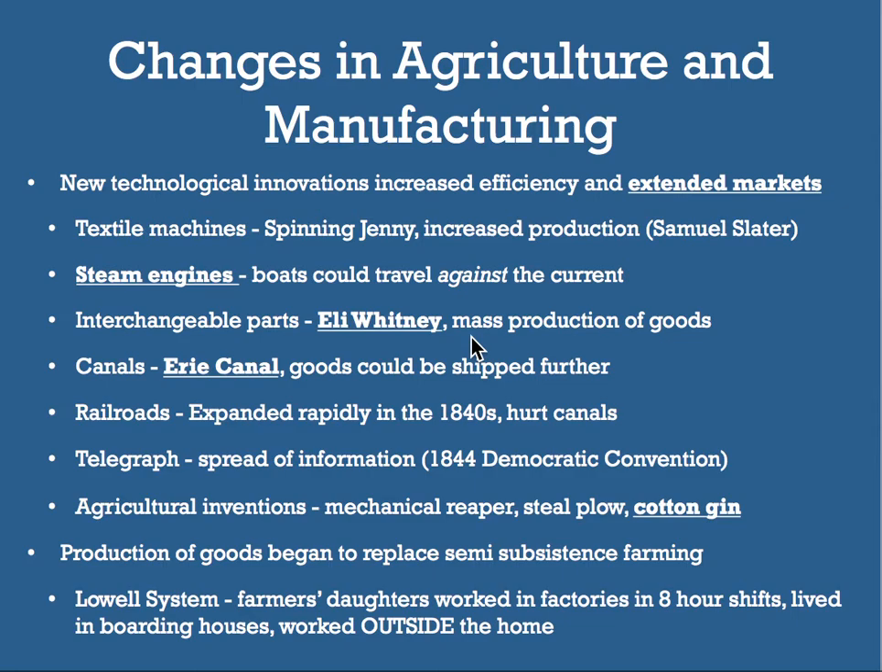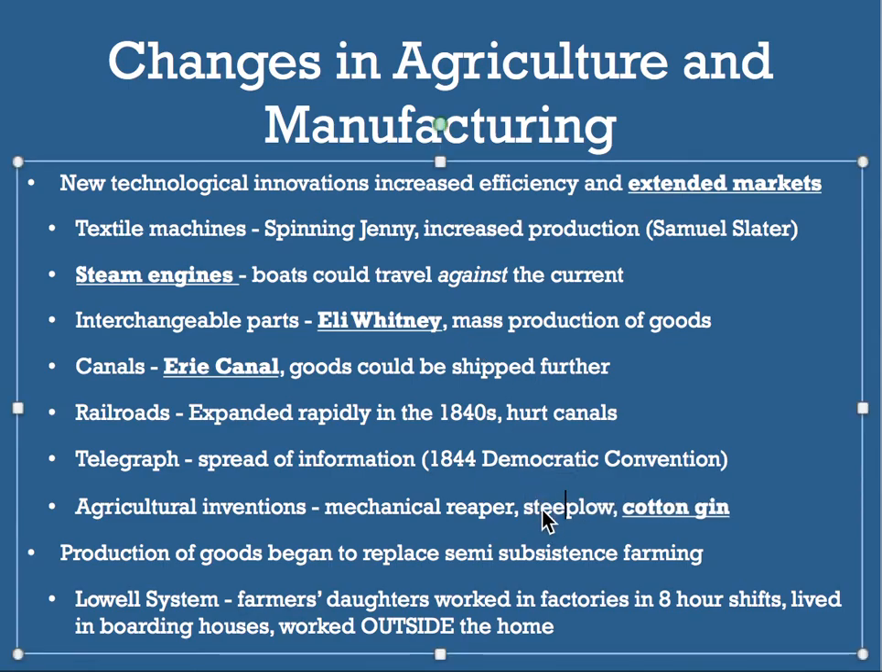As well as a whole bunch of inventions that are going to increase production in agriculture: the mechanical reaper, eventually the steel plow, and as you guys know, incredibly important, the cotton gin, which is going to enable the South to make cotton a much more profitable plant, which beginning in the 1810s, 20s, and 30s is going to cause the South to really double down on the institution of slavery because cotton has become so profitable that there's no economic feasibility in getting rid of slavery.